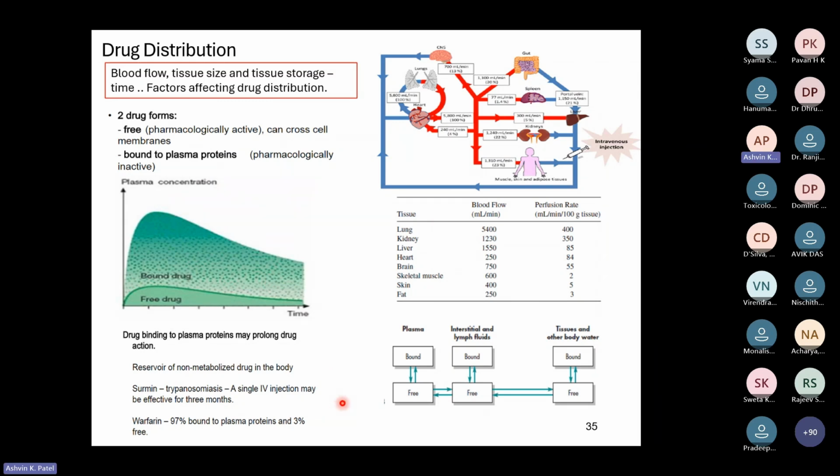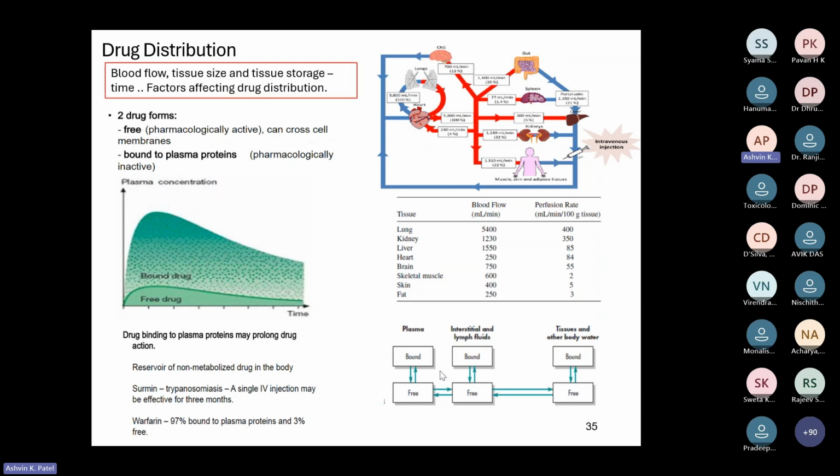So drug binding to the plasma protein may prolong the drug action and act as a reservoir of non-metabolized drug in the body. Take an example of trypanosomiasis. The suramin drug is administered through intravenous injection and it is effective for 3 months. And warfarin is 97% bound to the plasma protein and 3% remains as the free drug. So the duration of action is increased by binding of the toxicant.